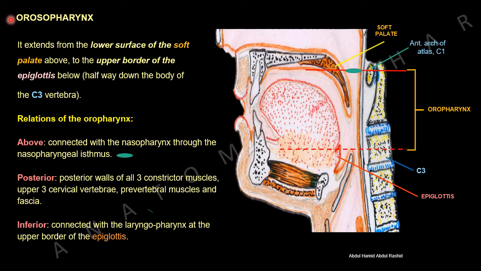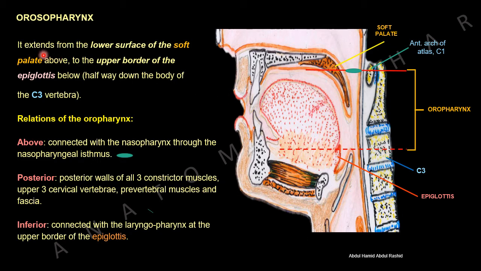Oropharynx. Let's see the diagram first. This is the hard palate. This is the soft palate. This is the anterior arch of the atlas, that is at the level of the first cervical vertebra. This is the second cervical vertebra, and this is the third cervical vertebra. This is the tongue. Behind the tongue is the epiglottis. The upper border of the epiglottis is at the level of halfway of the third cervical vertebra.